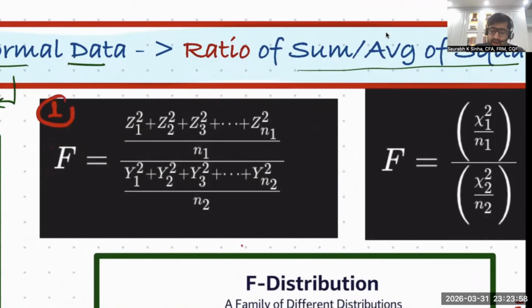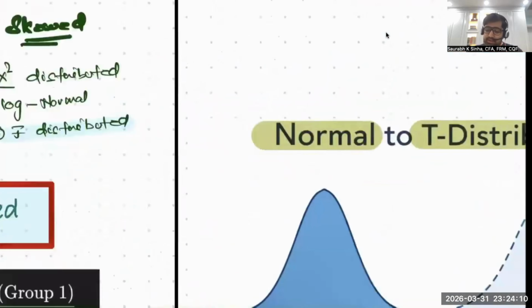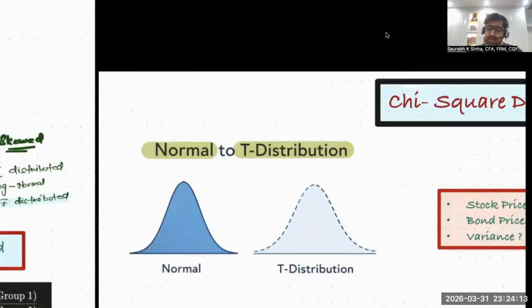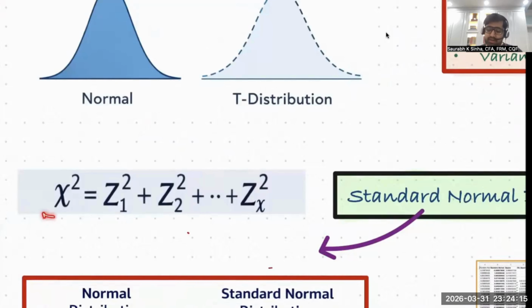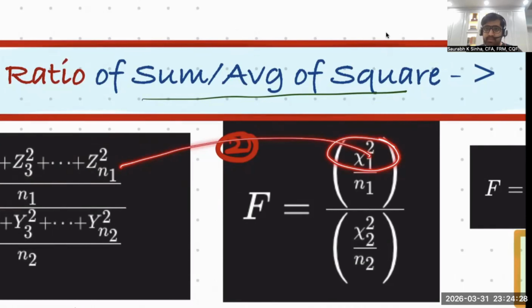Now, the same can be interpreted in another way. This is interpretation number 2. Now, I'm asking the question, what is this distribution? If you don't remember, let's go to the previous discussion. This is chi-square distributed. So instead of this, can I write this is chi-square distributed? Okay, I've written chi-square distribution. Then I'm dividing by n1. What is n1 here?